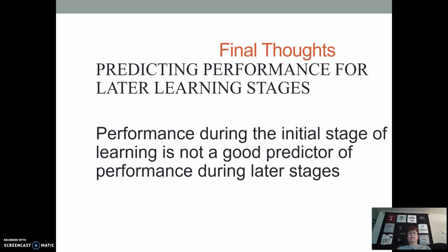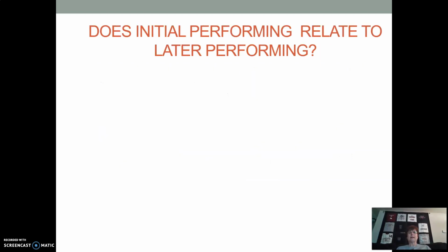And so can we predict performance during the initial stage? Research shows that it's really not a good predictor for performance during later stages. I know that kind of goes against what we think. As an elementary teacher, I used to look at my elementary PE students and think I could pick out who were going to be the great athletes when they got up to high school. But the research does not support that at all.